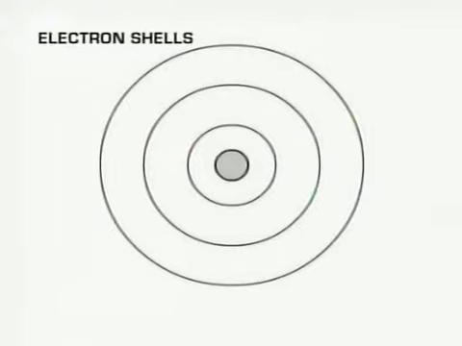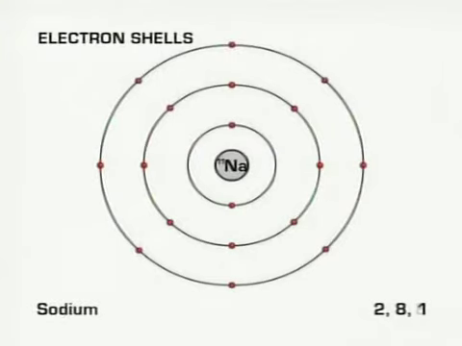The first shell, nearest to the nucleus, holds up to 2 electrons. If it's 1 electron, it's hydrogen, and if it's 2, it's helium. The second shell can hold up to 8 electrons. It goes from lithium with 1 electron in the second shell up to neon with 8. The third shell can hold more than 8 electrons, but it sticks at 8, from sodium with 1 electron in the third shell to argon with 8.